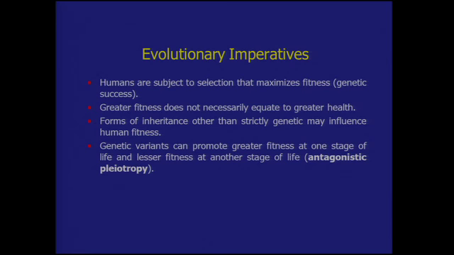Genetic variants that can promote greater fitness at one stage of life may nevertheless lead to lesser fitness at another stage of life. And this goes by the interesting name antagonistic pleiotropy. So this is an example of pleiotropy, where a gene has more than one effect. But in this case, the two effects seem to be at odds, in conflict. So there's a number of studies in humans and other species that tend to find, although it's not uniformly the case, that genotypes which favor longevity disfavor fecundity, and vice versa.